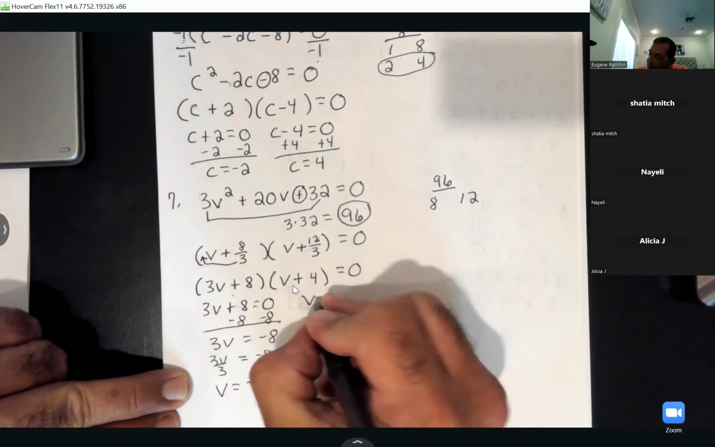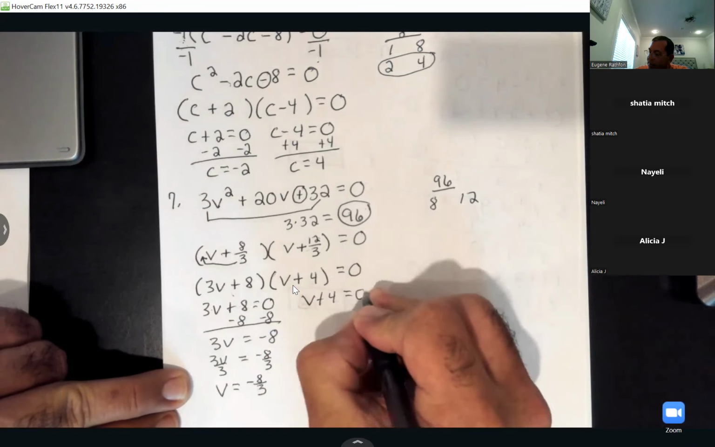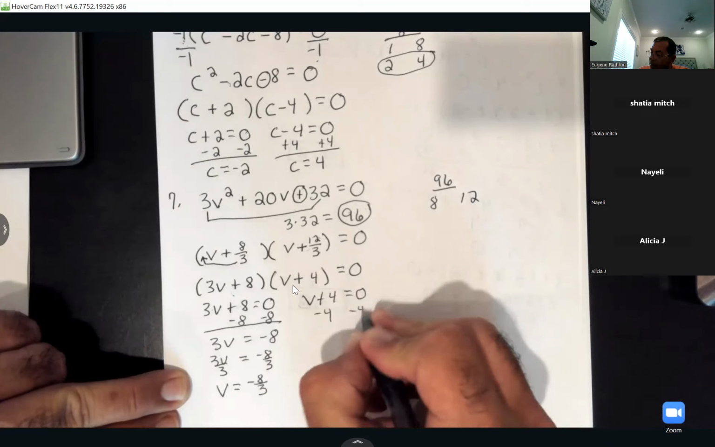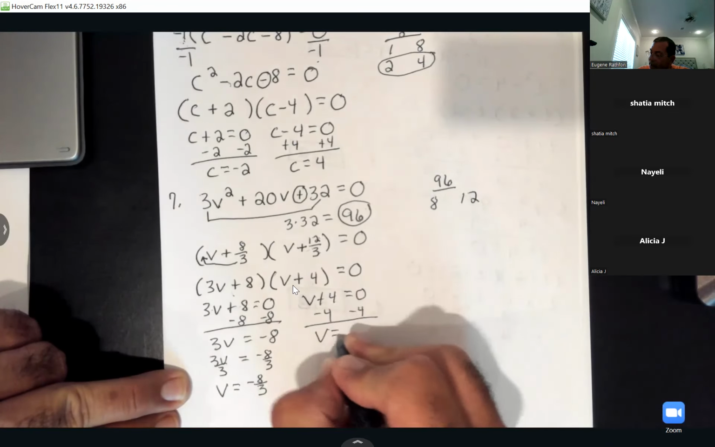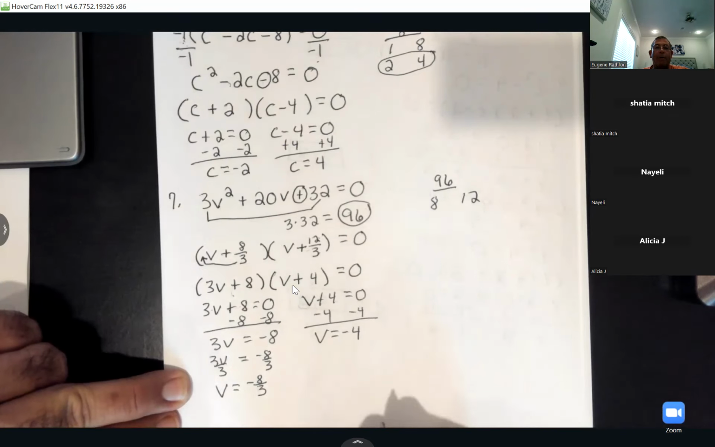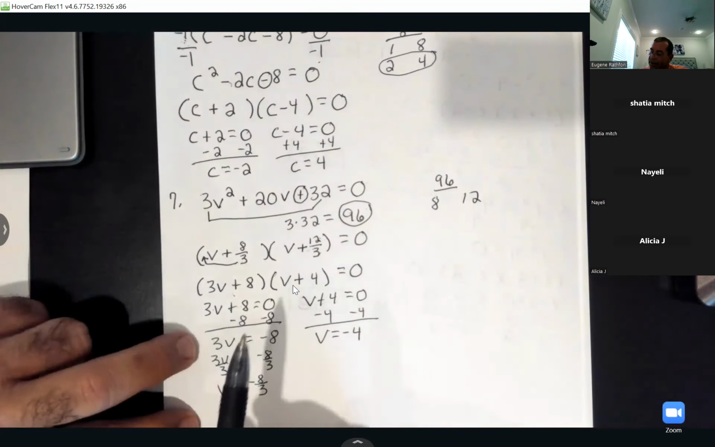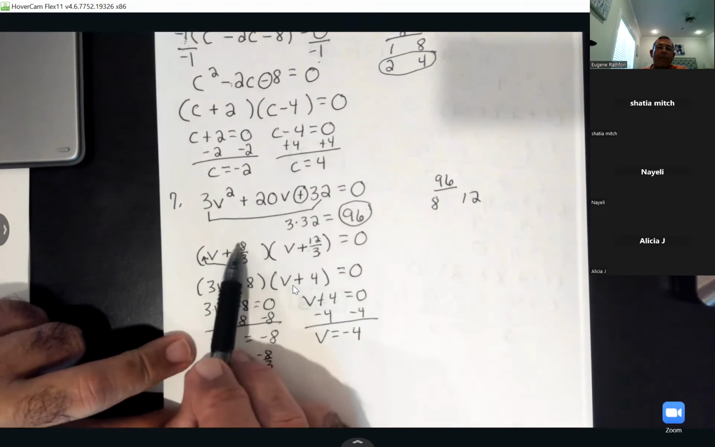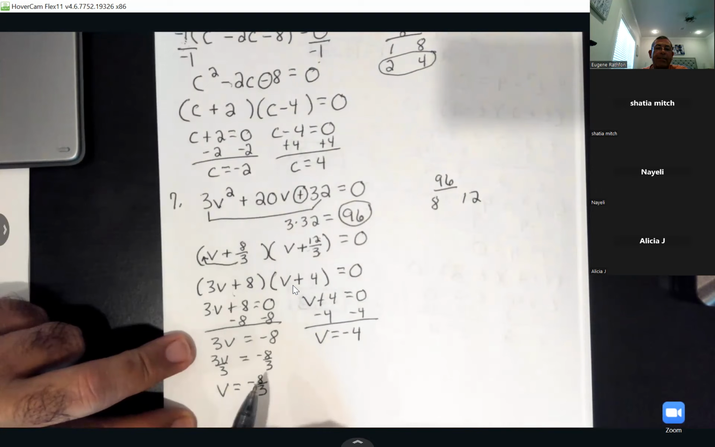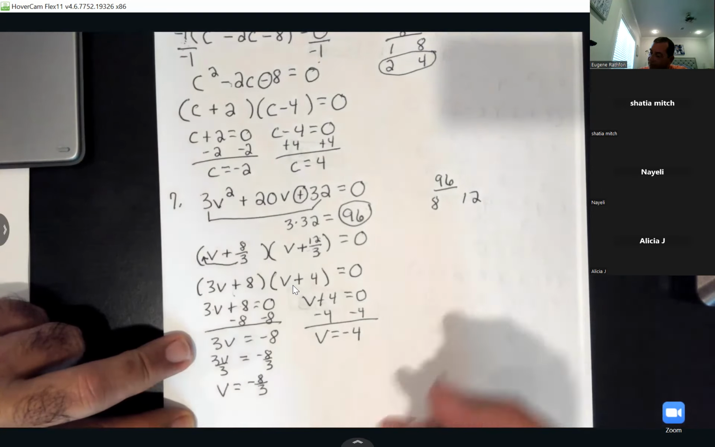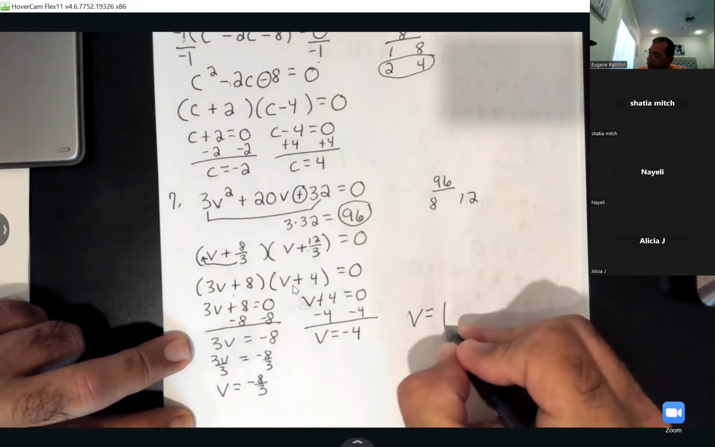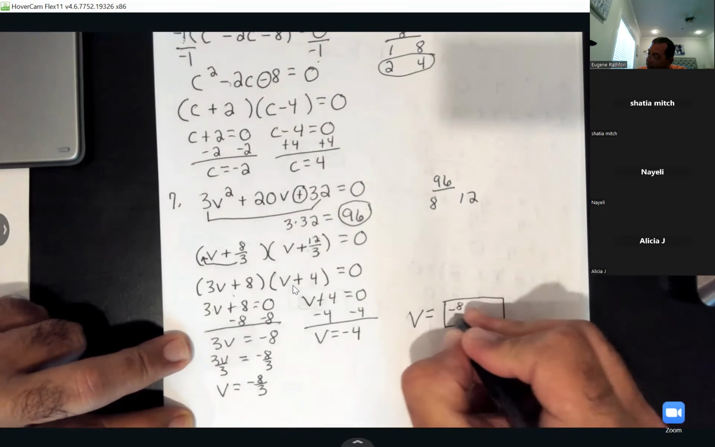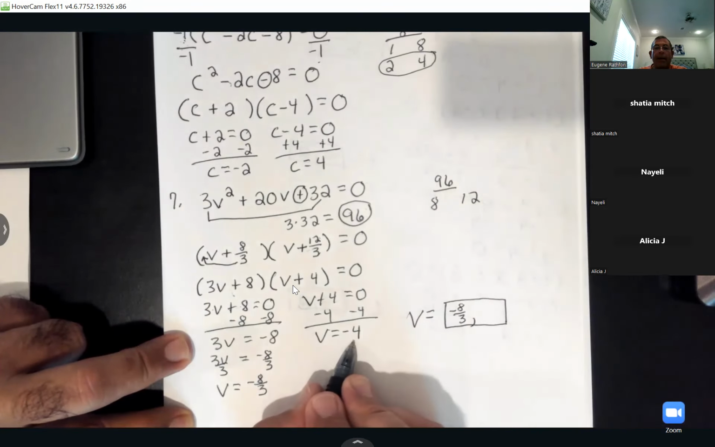Now for the second one, I'll take the v plus 4, set that equal to 0. And on that, all I got to do is subtract 4 from both sides, and I get v is a -4. So, like I said, once you're at this point, if that fraction does not reduce, change the sign and you got your final answer. So y'all, let's see. We're going to have v equals a -8/3, comma, a -4.